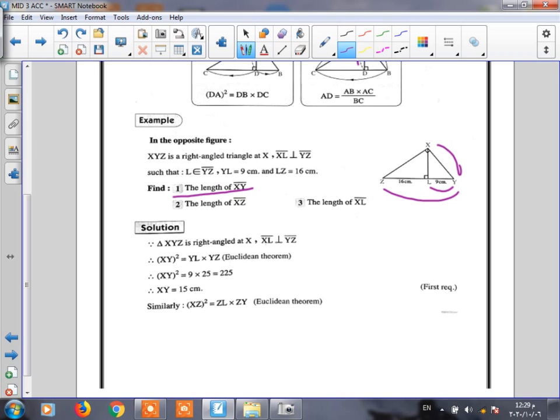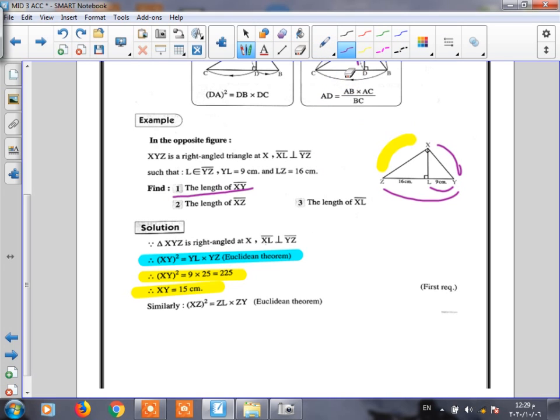So easily I can make XY squared equal YL times YZ, and I will substitute. That means XY squared equal 9 times 25 equal 225. So what is the opposite operation of squared to get the length of XY? Yes, the root. So I will make root 225 equal 15 centimeters. Okay? And also we ask you to get XZ the same way.